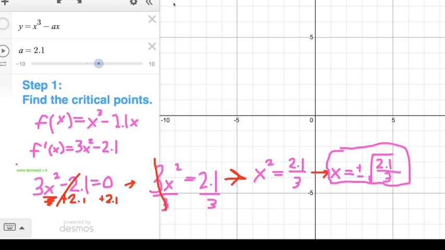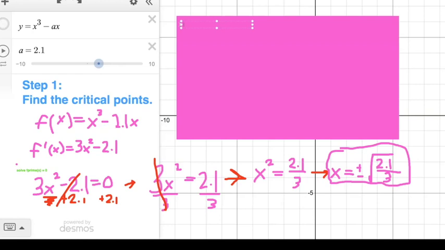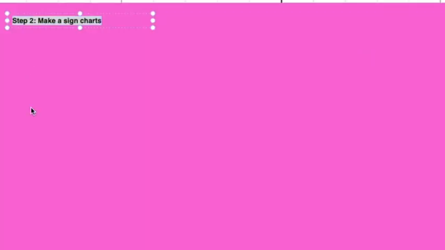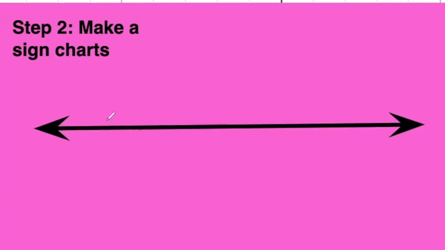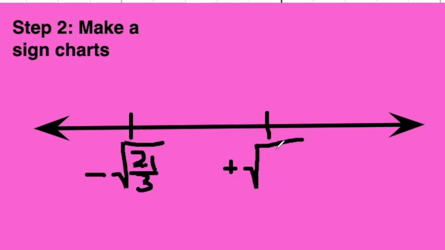So now here's the next step. The next step is we're going to make what's called a sign chart. And the sign chart is going to be, we're going to divide the real numbers up according to these values. So we're making a sign chart, and I'm going to take my real number line, and I'm going to chop it up into pieces. In the first place I'm going to chop it, it's going to be at this negative square root of 2.1 divided by 3. And the next place I'm going to chop it is at this positive square root of 2.1 divided by 3. So this divides the real numbers up into 3 intervals.